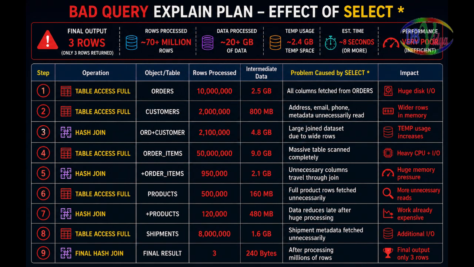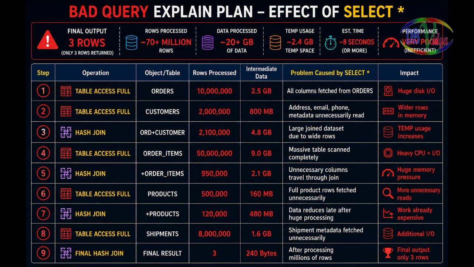Even coming to the step 6, products table, it is going full table scan. It is processing a lot of data. So same case like above steps. Even the 8th step is also full table access on shipments table, 8 million records, additional IO. Coming to the 9th step, that is the final hash join step, you can see the end result is only 3 row records, 240 bytes. So after processing so many millions of records, we are only retrieving 3 rows.